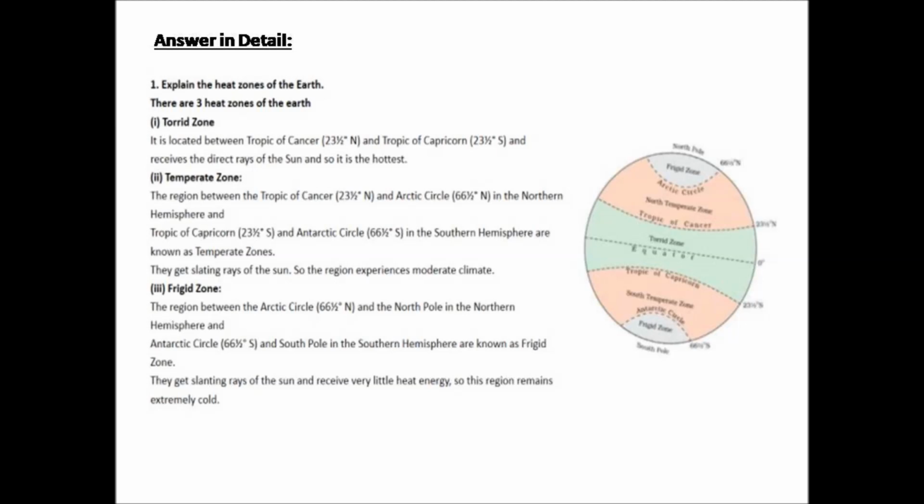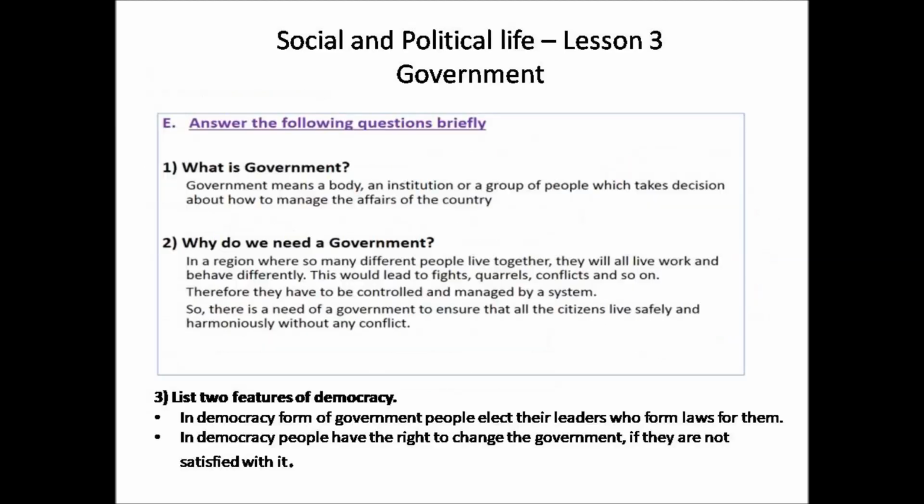The torrid zone receives direct rays from the sun, so this region is the hottest, and the temperate zone receives slightly slanting rays, so therefore the temperature is moderate, and the frigid zone receives highly slanting rays from the sun, so therefore this region is extremely cold, and you have to explain it in detail as given here.